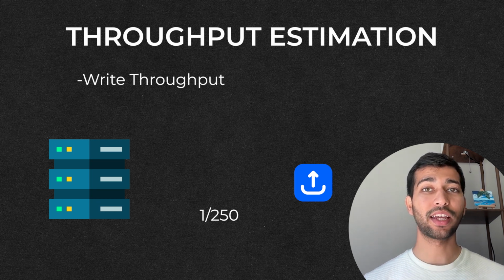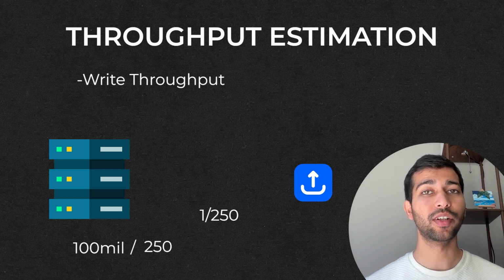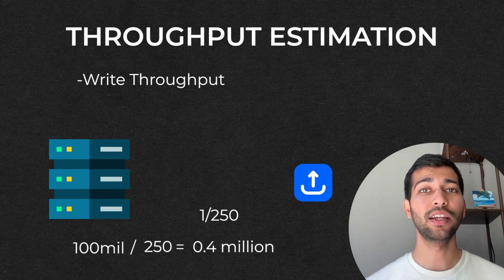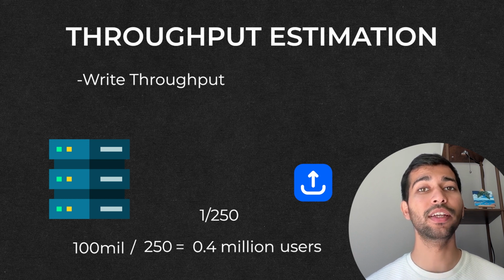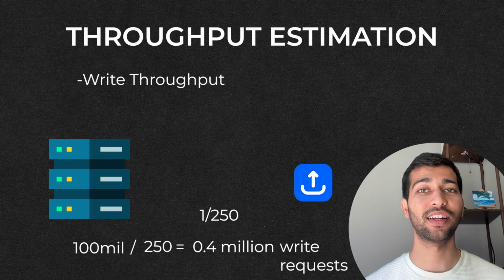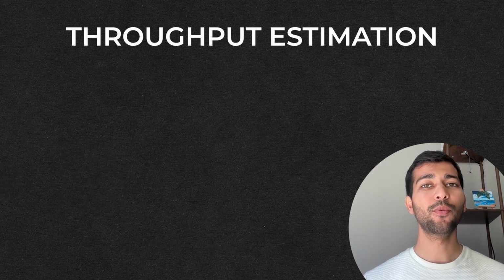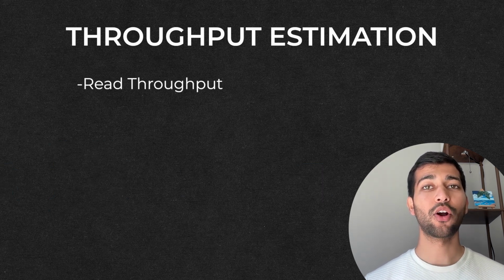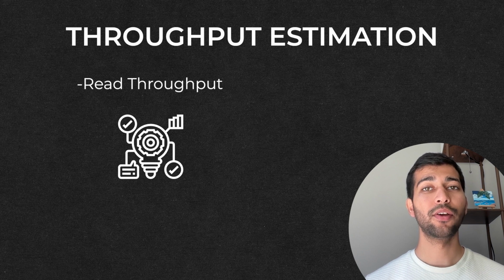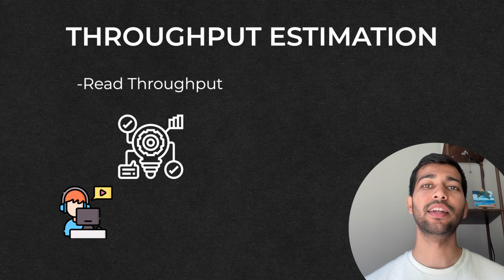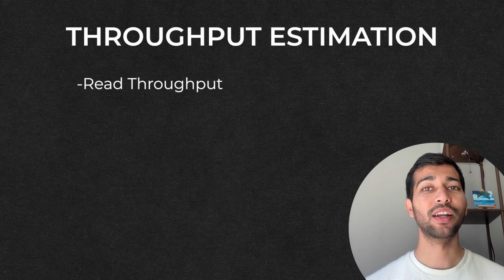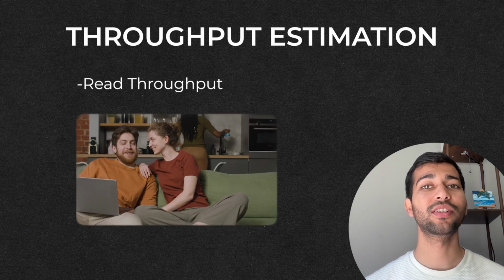Now coming back to the calculation, that would be around 100 million divided by 250, which is 0.4 million users upload video every single day. That is 0.4 million write requests in a day. Similarly, now we move on to the read throughput part. Now according to our functional requirements, we primarily have only one way in which a user can read from the system, which is when a user streams or watches a video.